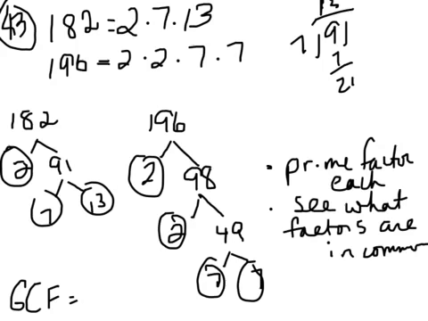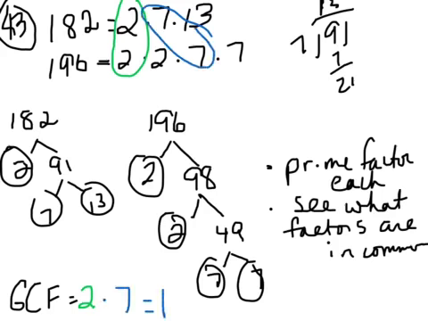What do they have in common? Yeah, there's a 2 here, so I'll write it. I'll use different colors for each thing I circle. There's a 2 in common, and each of them has a 7, and then that's it, right? So my GCF is 14.